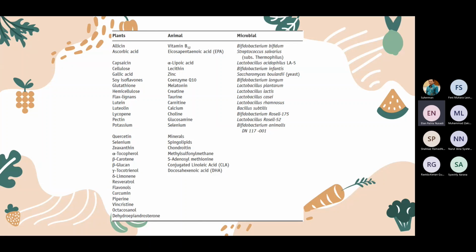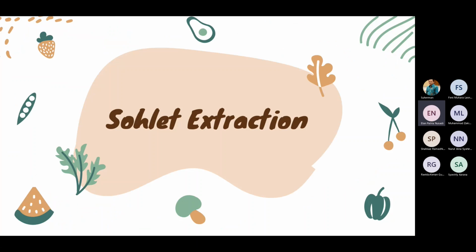So this is the table of plants, animal, and microbial sources. You can see allicin, vitamin B, Bifidobacterium bifidum. Maybe next, okay. Solvent extraction.